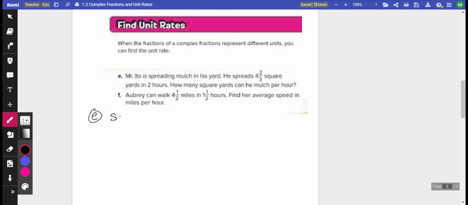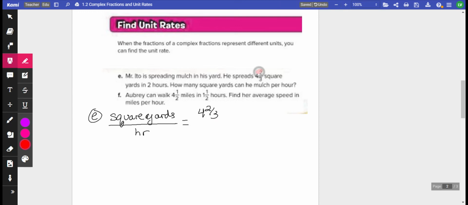So I'm going to make my numerator into square yards. And this is per hour. Or you could say mulch per hour, however you want to label it. So the square yards that he spreads is 4 2/3. So I'm getting that information right here. 4 2/3 square yards, which is what value I want here.